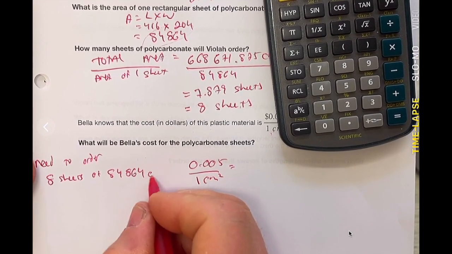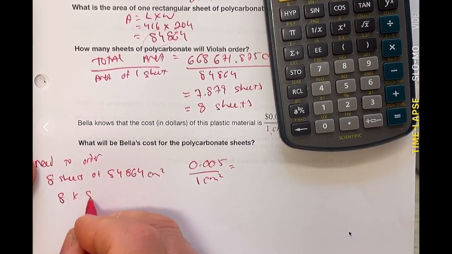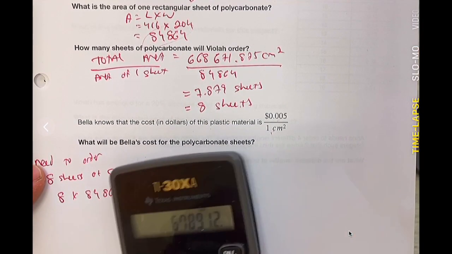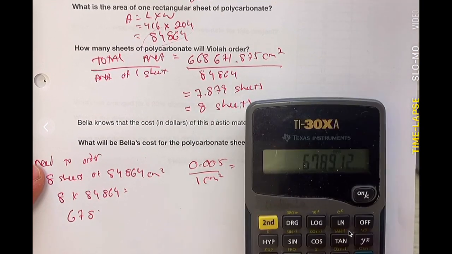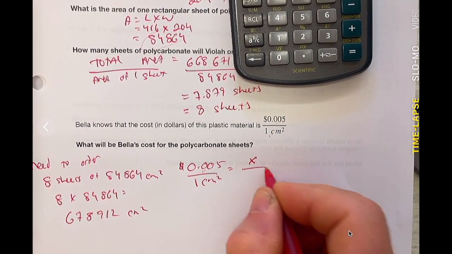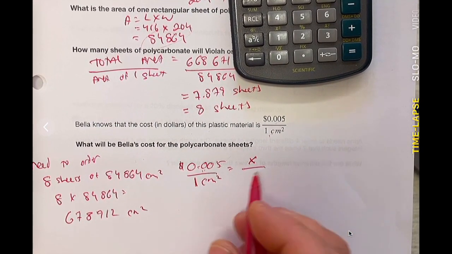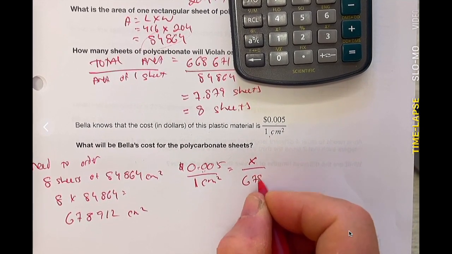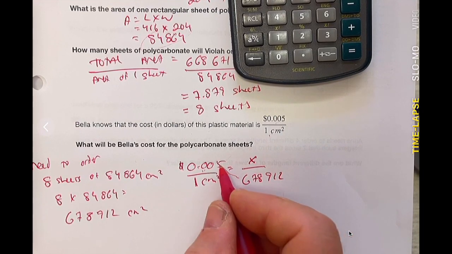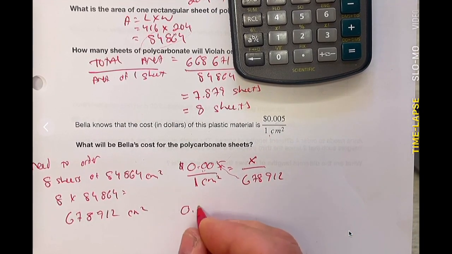We need to order 8 sheets of 84,864 centimeters squared. That's 8 times that. 84,864 times 8 is 678,912 centimeters squared. We're setting up a proportion. This is dollars. We don't know how many dollars it's going to cost. This is per 1 centimeter squared. We have 678,912 centimeters squared. I'm going to cross multiply to get the x alone.